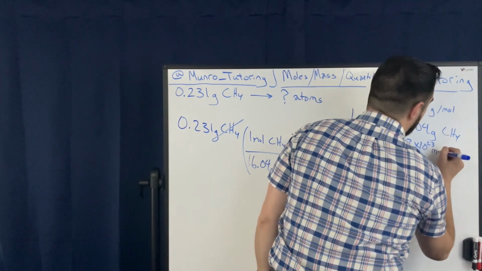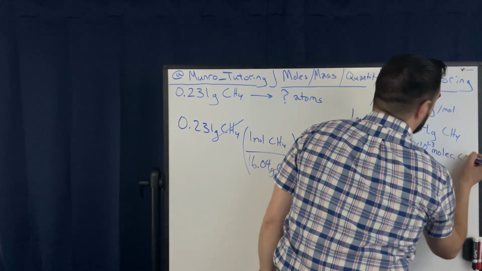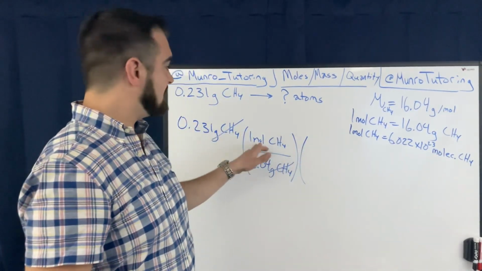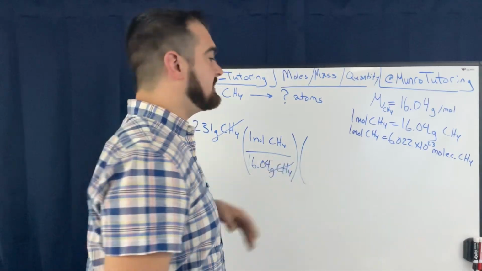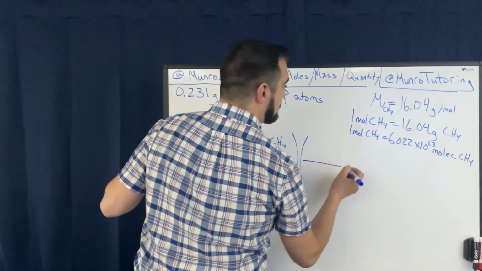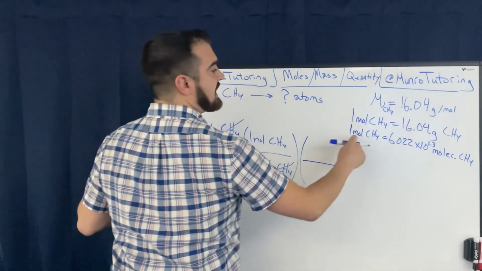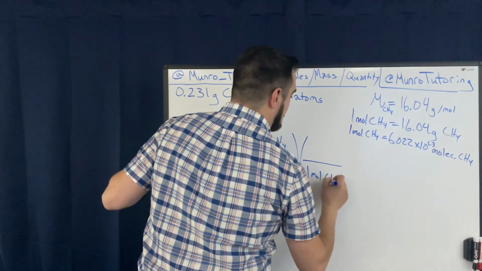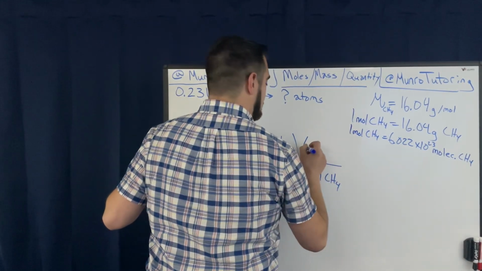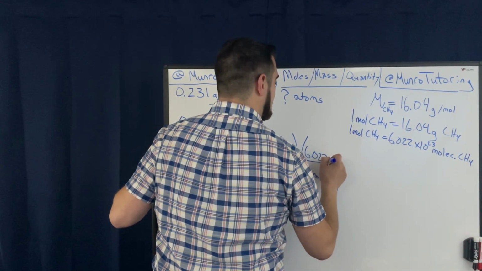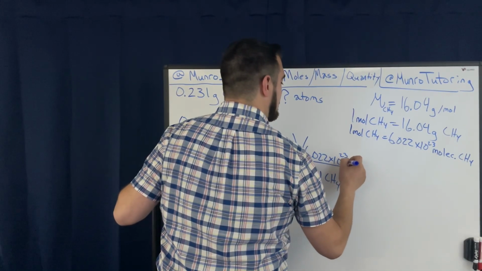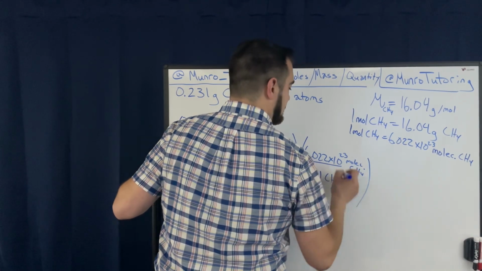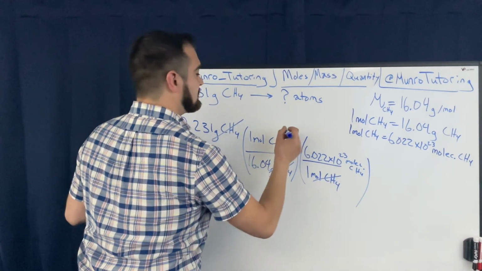And I like to abbreviate molecules as MOLEC period, and I'm going to put methane again. So now we have another conversion factor. We can cancel out moles and we can get molecules. So let's fill in this parentheses here. Moles are on the top here, so now I'm going to put the 1 mole of methane on the bottom. So 1 mole of methane is equal to Avogadro's number, 6.022 times 10 to the 23rd, and that's molecules of methane. And now moles of methane cancel with moles of methane.